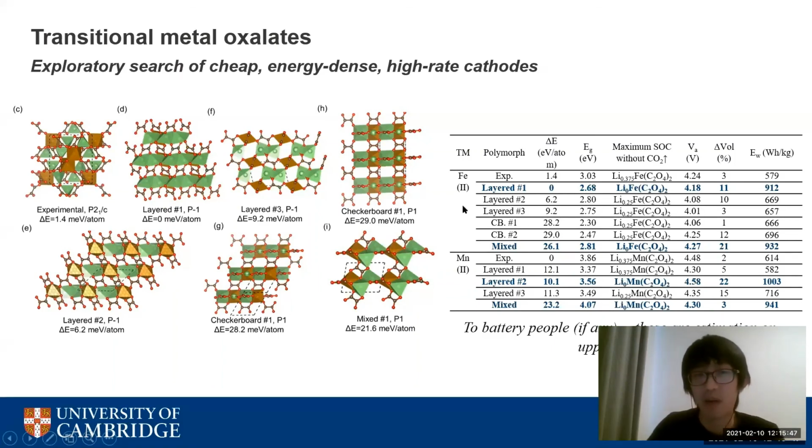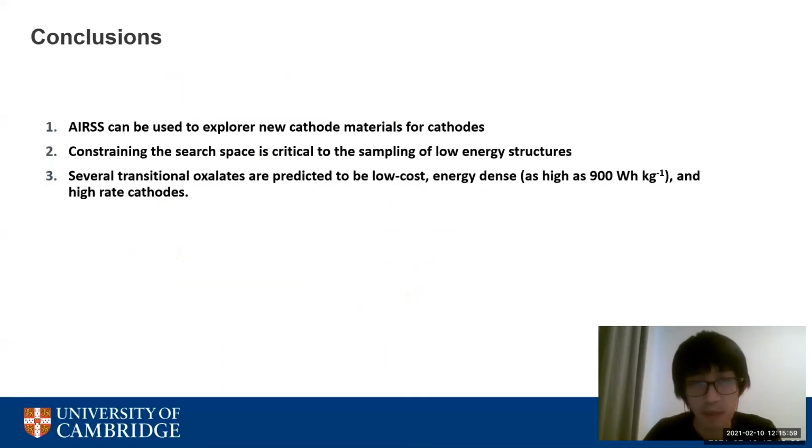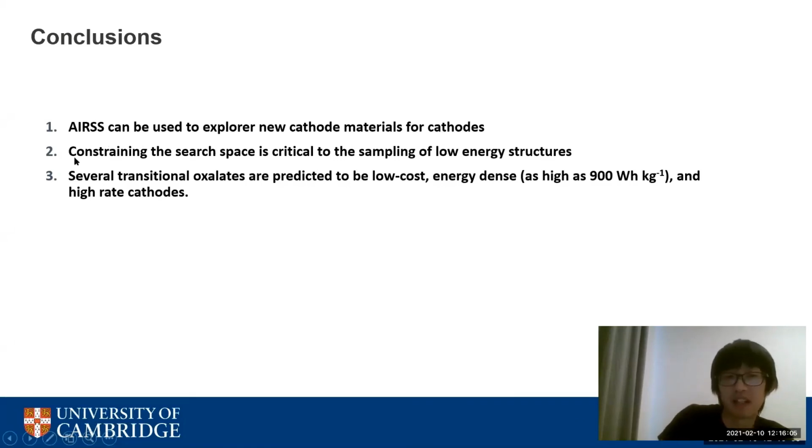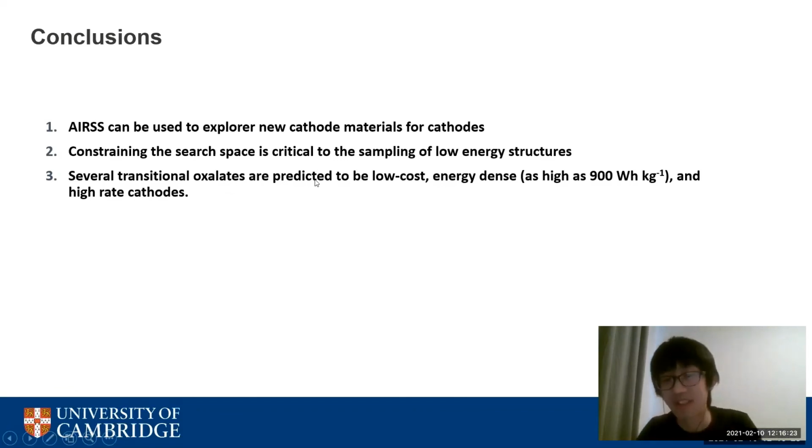So basically what I want to say is that using this kind of AIRSS search, we can predict some new materials that are very promising as cathode materials. Some conclusions: AIRSS can be used to explore new cathode materials, and by constraining the search space, we can get efficient sampling of the potential energy surface. Finally, we made predictions that some transition metal oxalates are good cathode materials, and people in the experimental field should try to synthesize them.